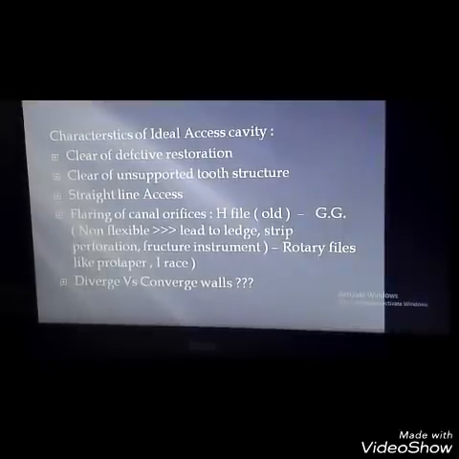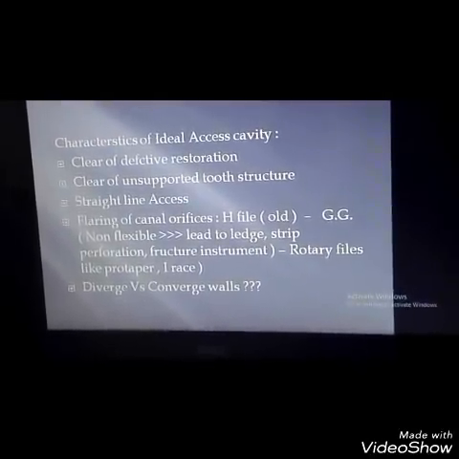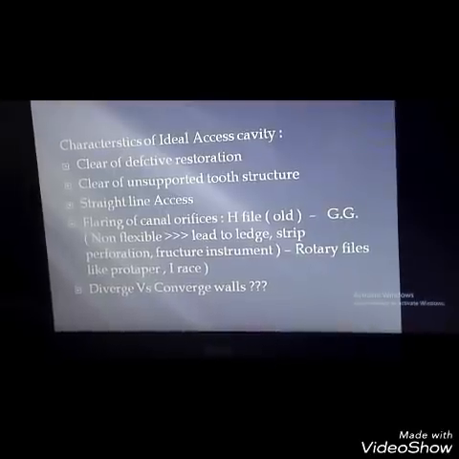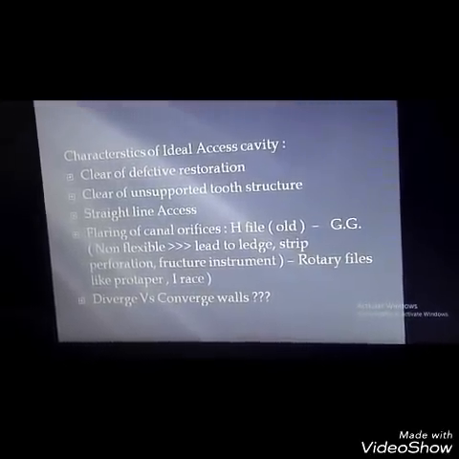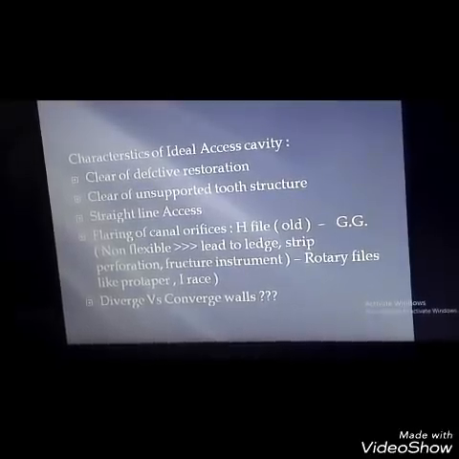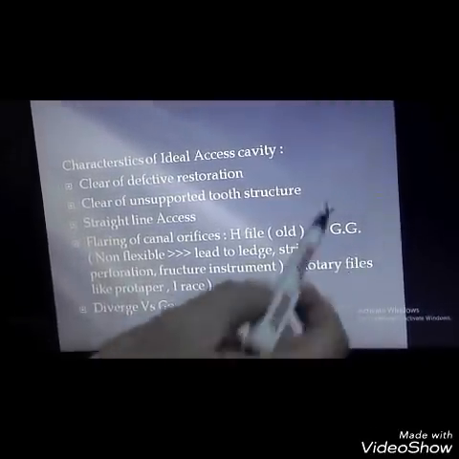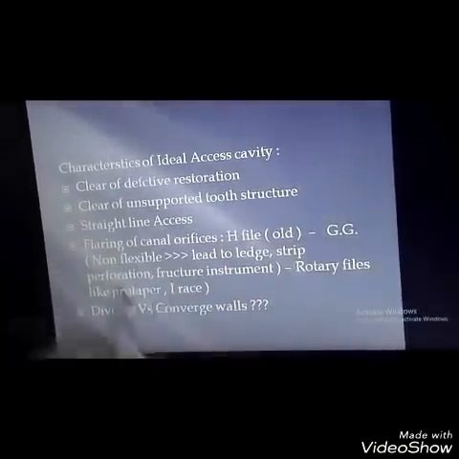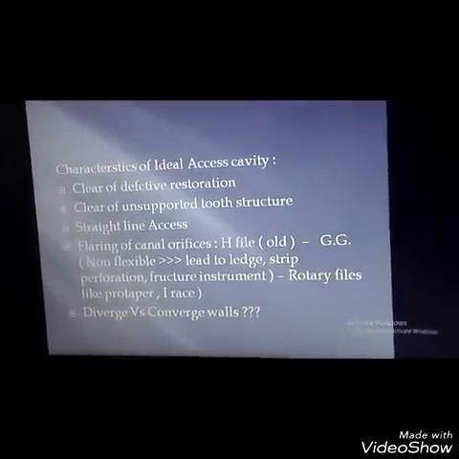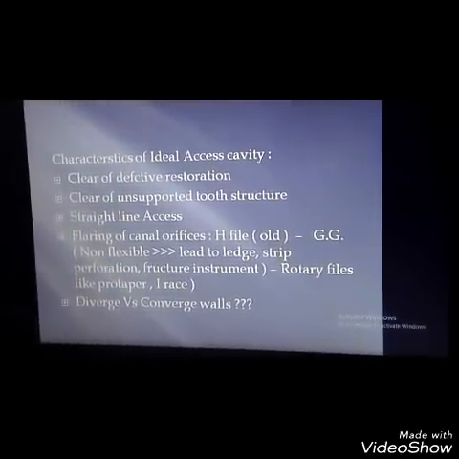H file, no problem, you can do it with an H file, but the H file is an aggressive file and it removes bulk of dentin. So if I make it even in the coronal part, maybe I will get flaring of the canal orifice but in an irregular shape. Gates Glidden, no problem also, but although it is low speed, it is high torque and non-flexible. What are the drawbacks if I use Gates Glidden? Ledge, strip perforation if I go deeply, and also maybe I will get fracture of the Gates Glidden instrument. If it is Gates Glidden number one, I will get fracture from the shank. If it is number two, I will get fracture from the head.